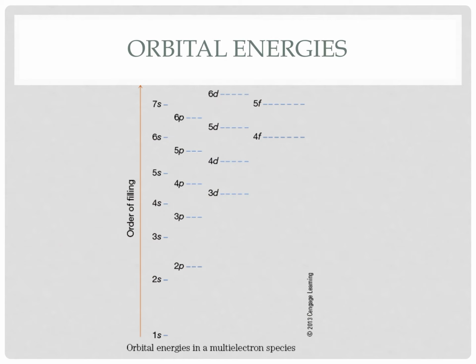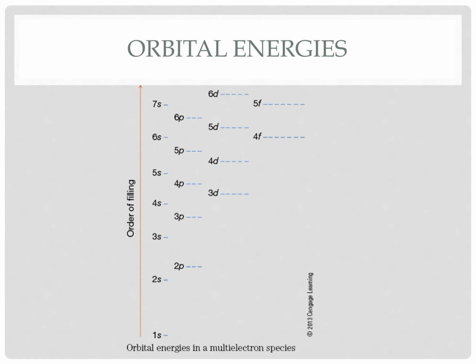This is actually what it looks like right here. You can see at the very bottom we have 1s, that's the lowest energy state, and then we go up to 2s, and then you can see instead of 2s and 2p being in the same energy level, 2p is a little bit higher in energy. And then we go 3s, and then 3p, 4s, and then 3d. So that gets a little weird right there. 3d is higher in energy than 4s.